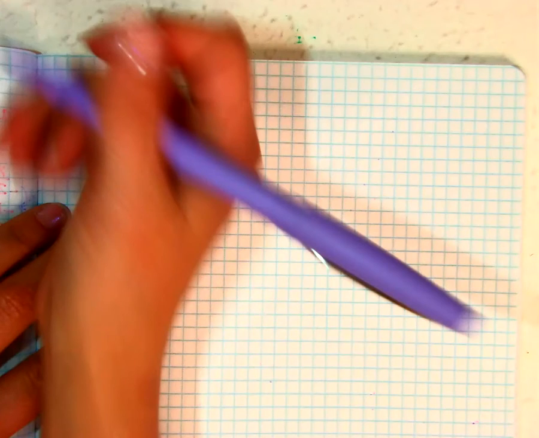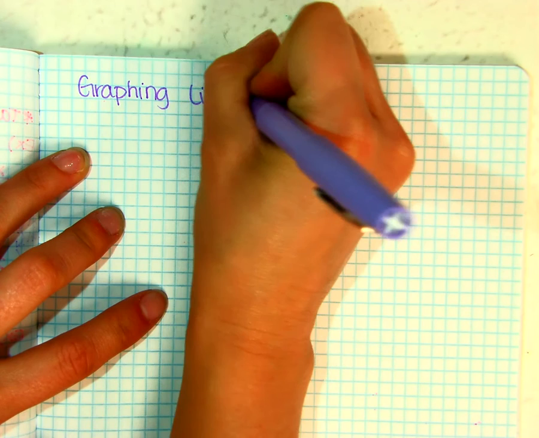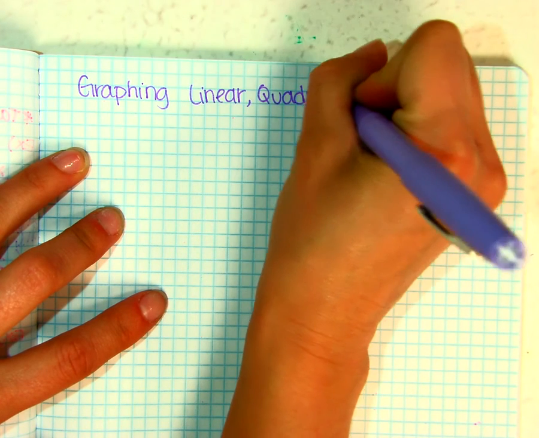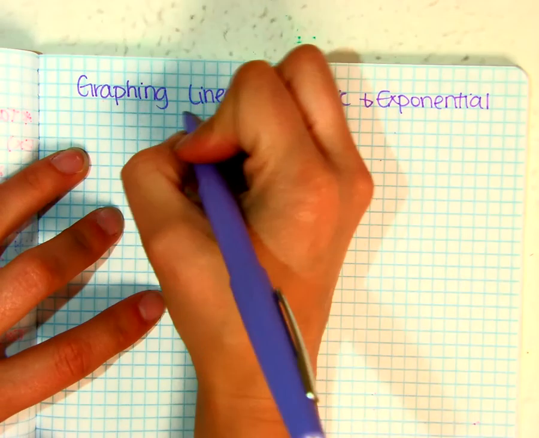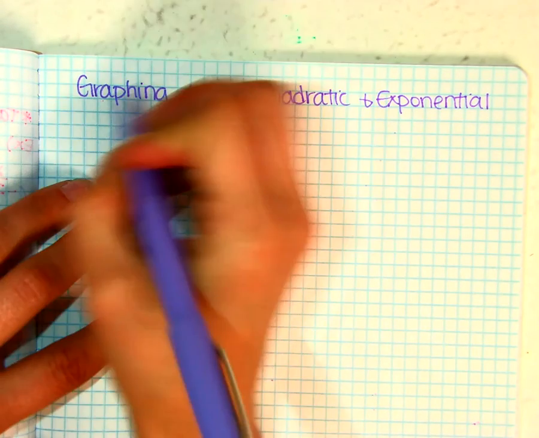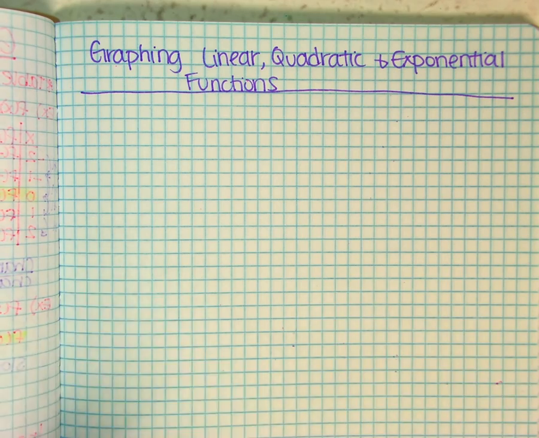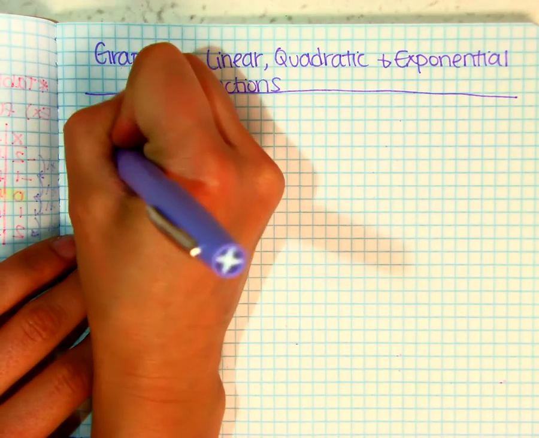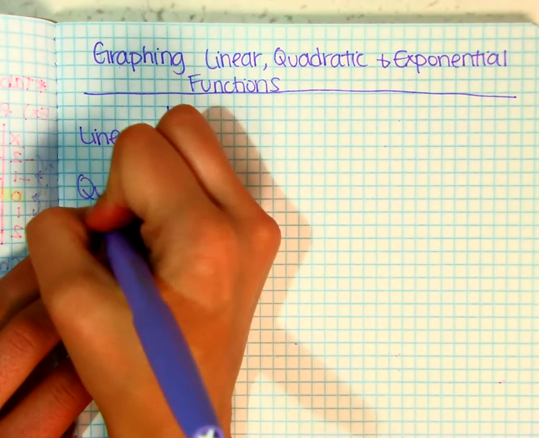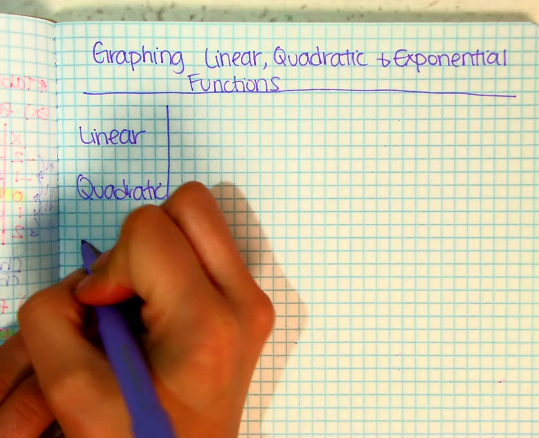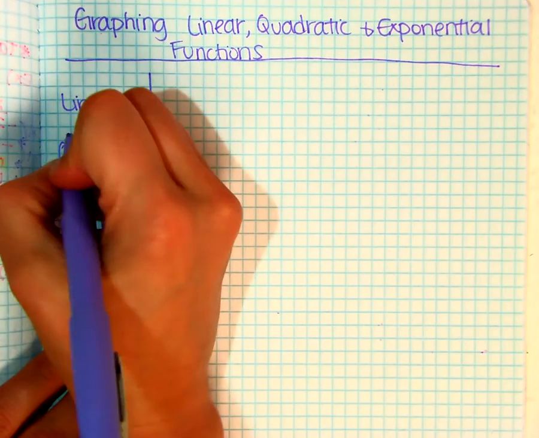I'm going to turn to a new page and we are going to work on graphing linear, quadratic, and exponential functions. Okay, so a couple of characteristics. If we look at the graph versus the equation of the two, so linear, quadratic, and exponential.